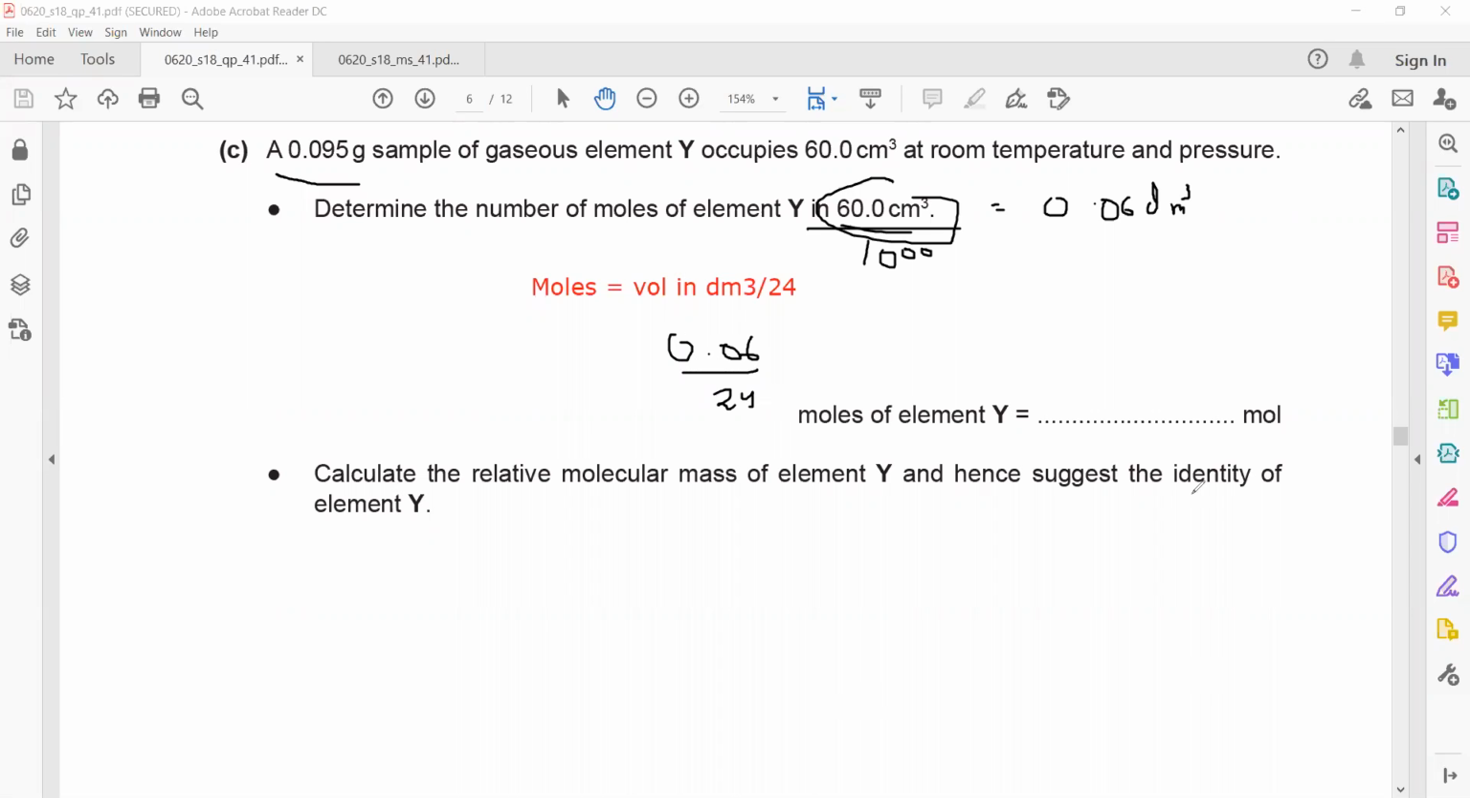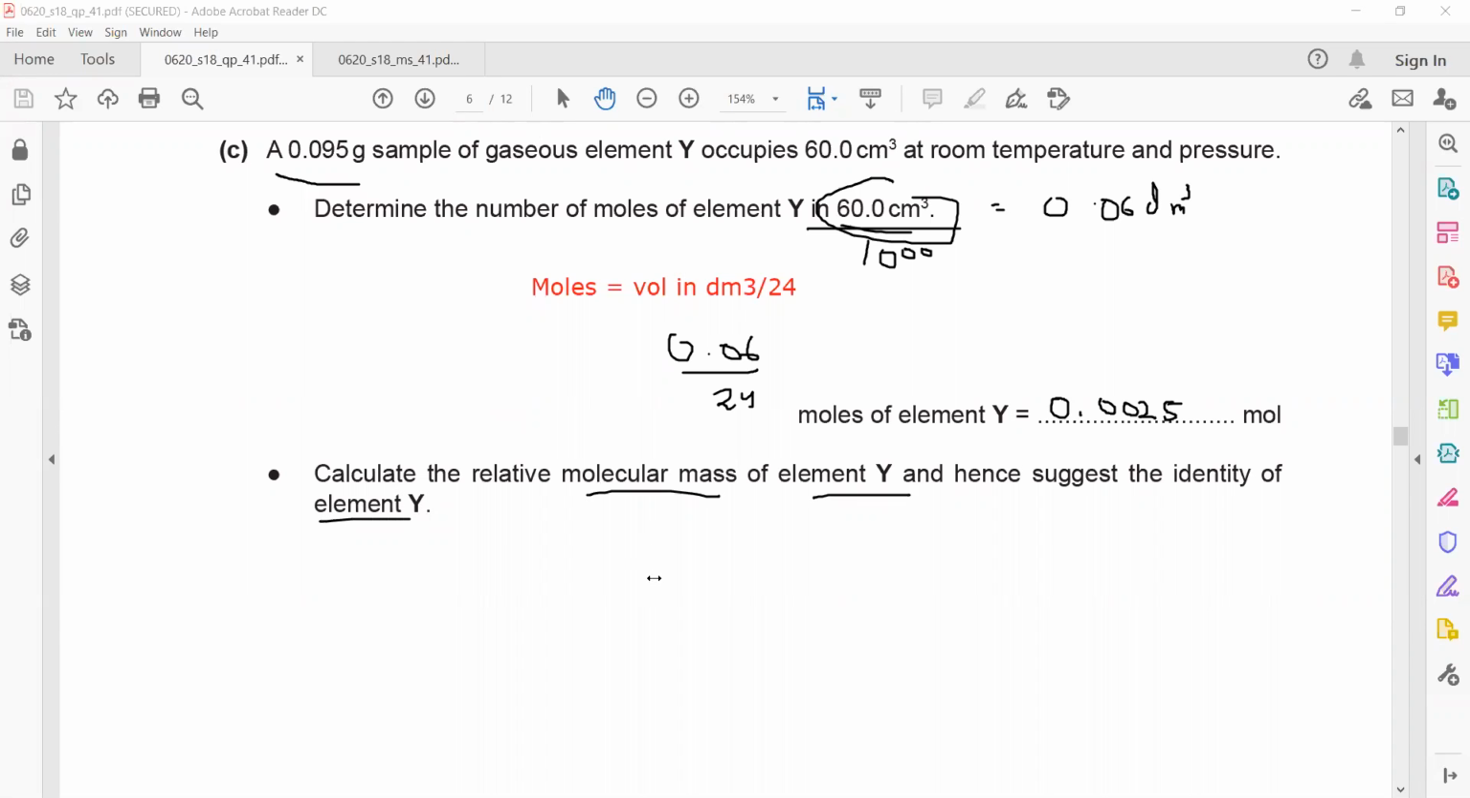What's the answer? 0.06 divided by 24 is 2.5 exponent minus 3. So I can write 0.0025. You can write it in scientific notation as well, or in simple decimals. Then calculate the relative molecular mass of element Y, hence suggest the identity of element Y.